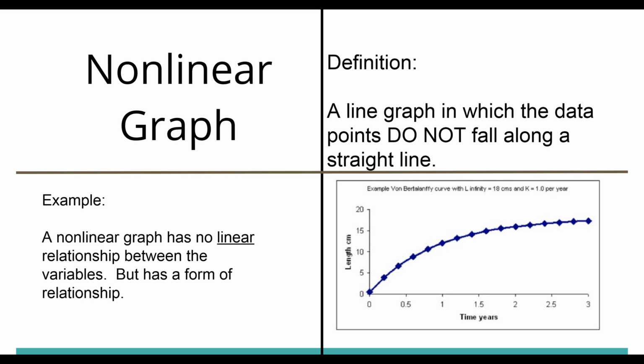We get kind of a bent or a curved line where there's some sort of trend, some sort of relationship between these variables, and it's predictable in the sense that all these dots are following this line, and we have an idea of where we'll be at 2.5 years, but it's not that perfectly straight line that we see when we have a linear graph.